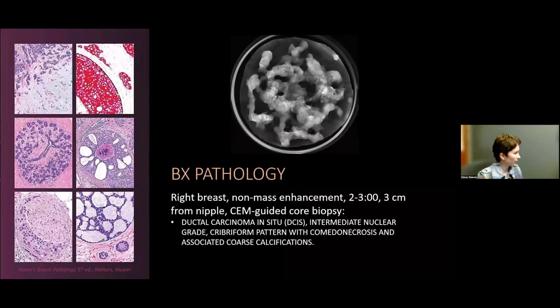And here we actually got DCIS, intermediate nuclear grade, but now we have to think about the extent of disease and what's happening with the most lateral area.